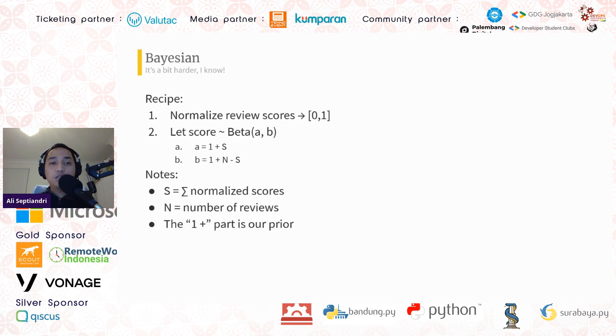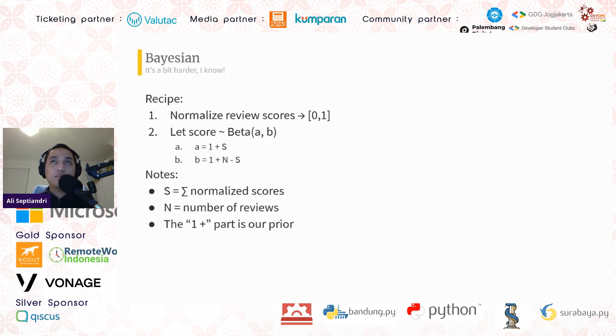So in the Bayesian sense, the recipe is something like this. You need to normalize your review scores so you can model them using the beta distribution. This is similar to what we've seen before with the coin flip example or the A/B testing case. So it's something like this.